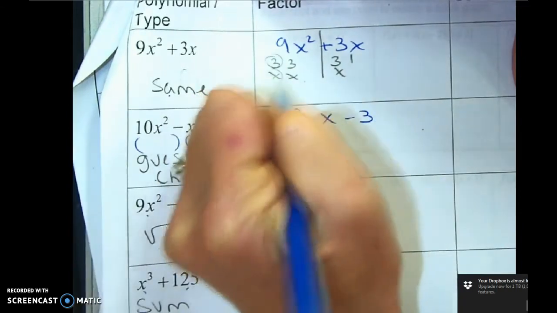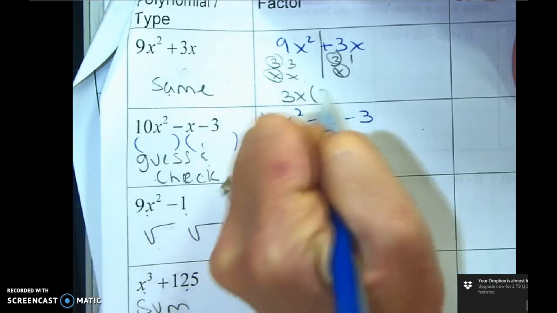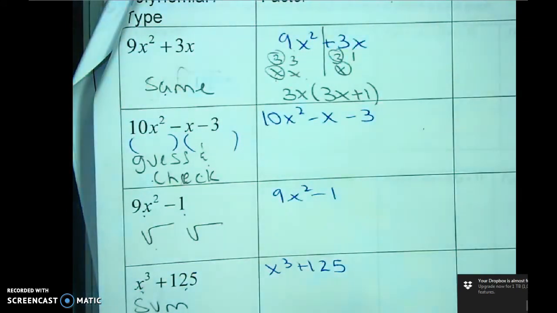Okay, I circle the 3 and the x. So I'm left with 3x is what they have the same, and then I'm left with 3x plus 1. That's the factor. We'll worry about the solve later.